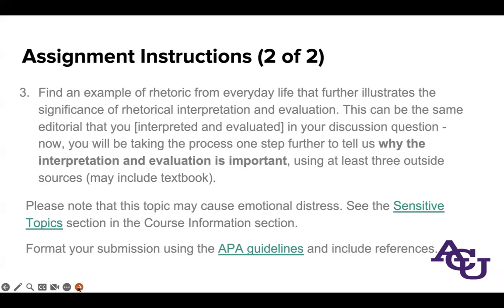Third, you're going to kind of do what I did. Find an example from everyday life. Don't roll up with football coaches. Come up with something else. But find something from everyday life to further illustrate the significance of rhetorical interpretation and evaluation. You've had already a discussion question, so it can be that, or it can be something different. You're charged to use at least 3 outside sources, and one may include your textbook.